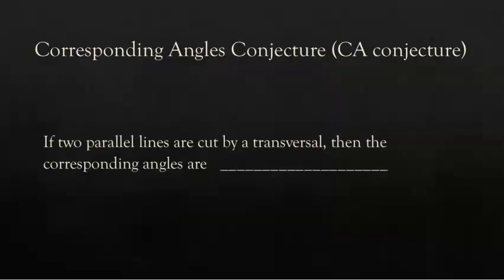First, our corresponding angles. So when we first overlaid 1, 2, 3, and 4 on top of 5, 6, 7, and 8, we found that all of those angles matched up. If 2 parallel lines are cut by a transversal, that's the picture we drew, then those corresponding angles are congruent. So corresponding angles are congruent when we have 2 parallel lines cut by a transversal.